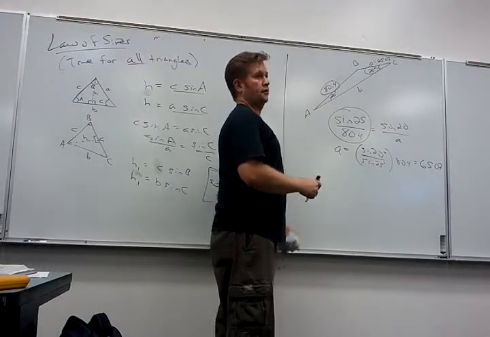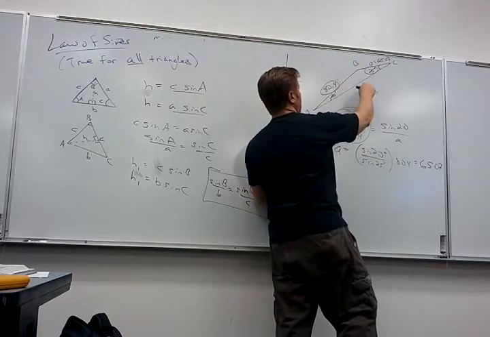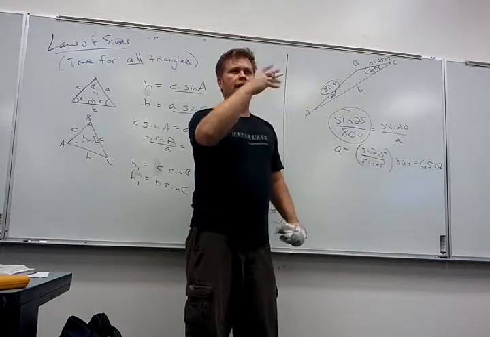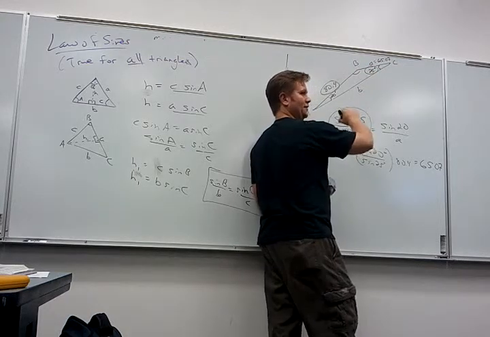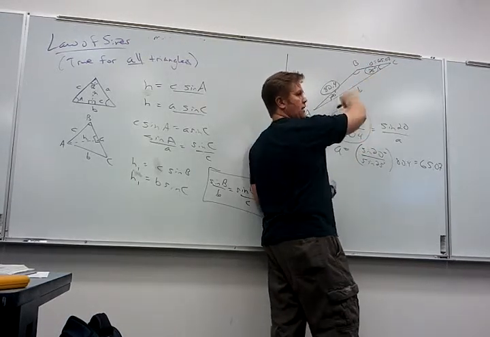I use this little change in the calculator from radians to degrees. And how do I get these last couple things? How do I get angle B? 180 minus. Yeah, 180 minus 45.